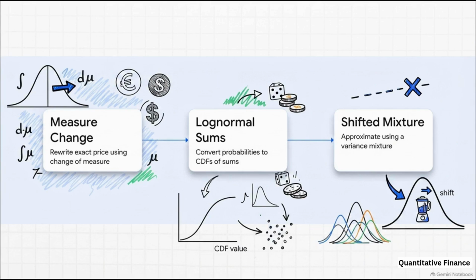Step 2, for a standard basket, converts these probabilities into cumulative distribution function, or CDF, values of positive correlated log-normal sums. Again, exact. The brilliance here is how they are isolating the difficulty. The approximation only actually enters in step 3, where they replace each log-normal sum with a shifted log-normal variance mixture. This completely separates the structural, mathematical exactness of the pricing equation from the statistical approximation they use to solve it.